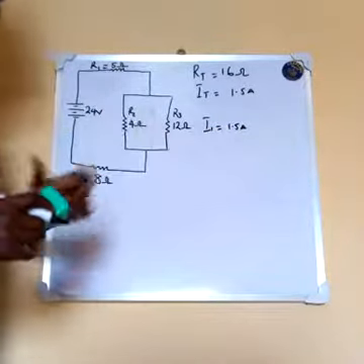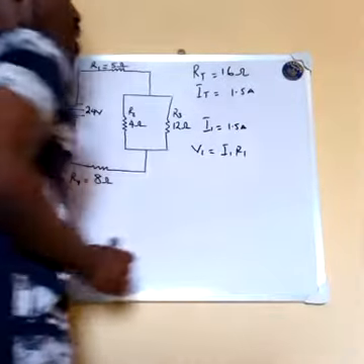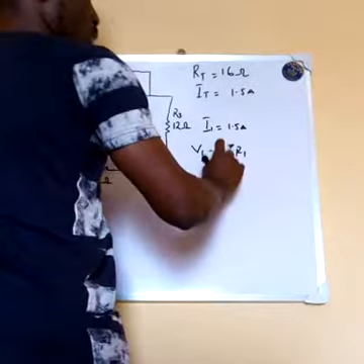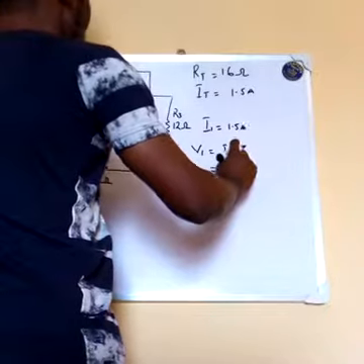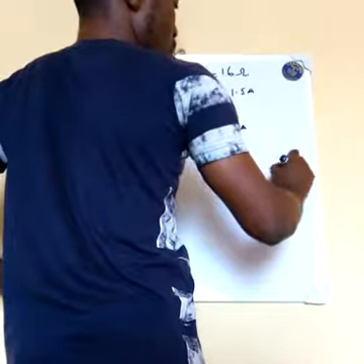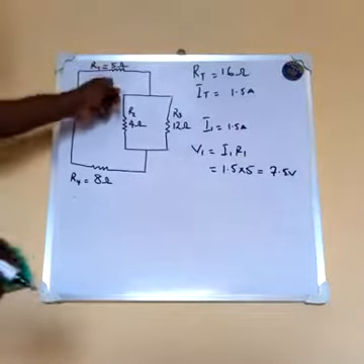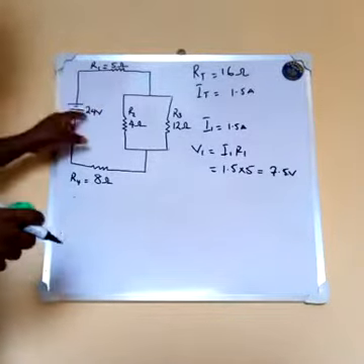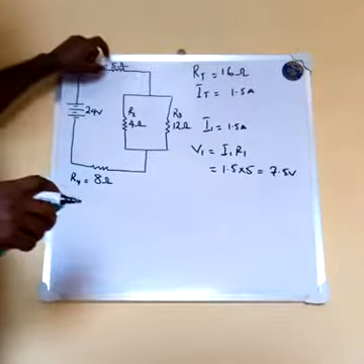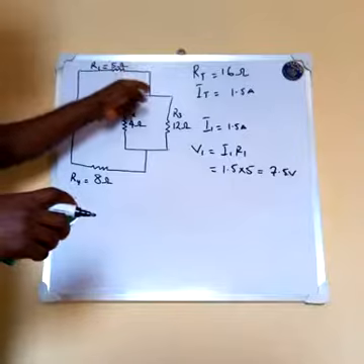You can use this current to find the voltage now. The V1 will be I1 times R1, that is the voltage in the 5 ohm resistor. So I1 is 1.5 times R1, which is 5. You multiply them together and you have 7.5 volts. That is it. Out of the 24 volts in the system, 7.5 volts has dropped in the 5 ohm resistor. Then you count the remaining ones.